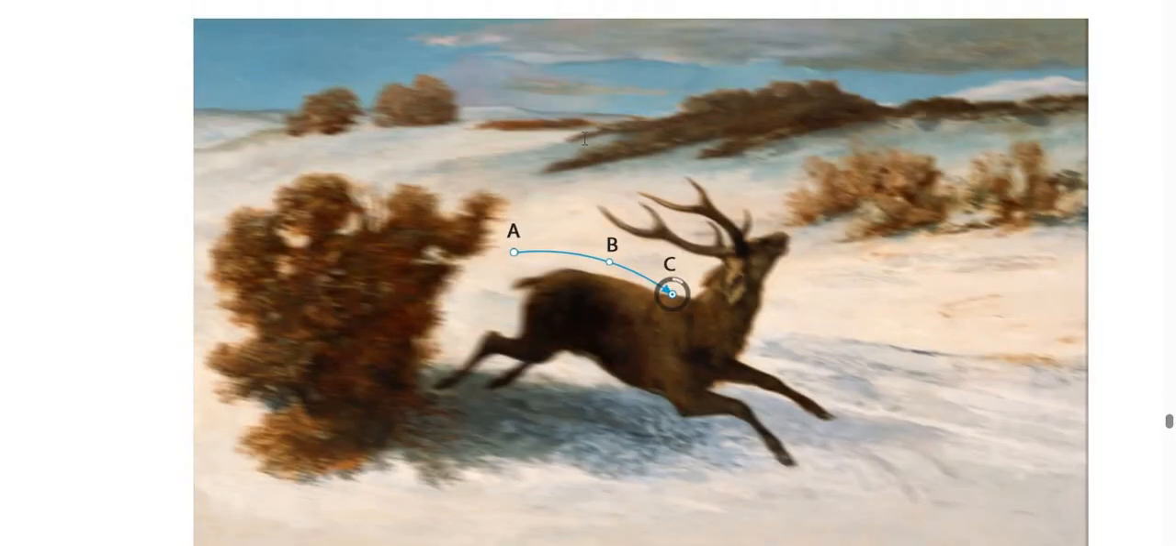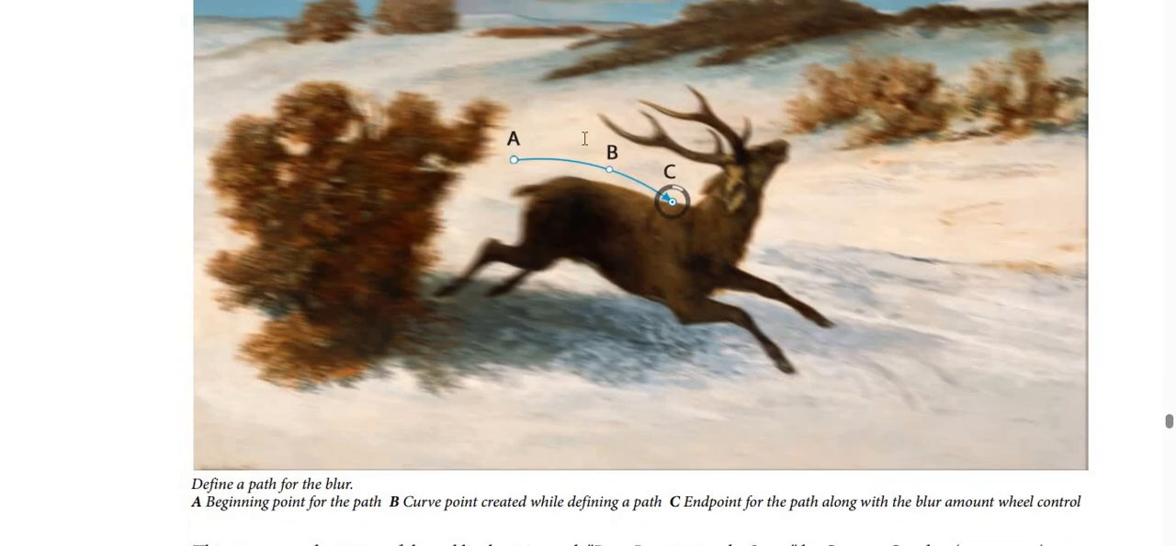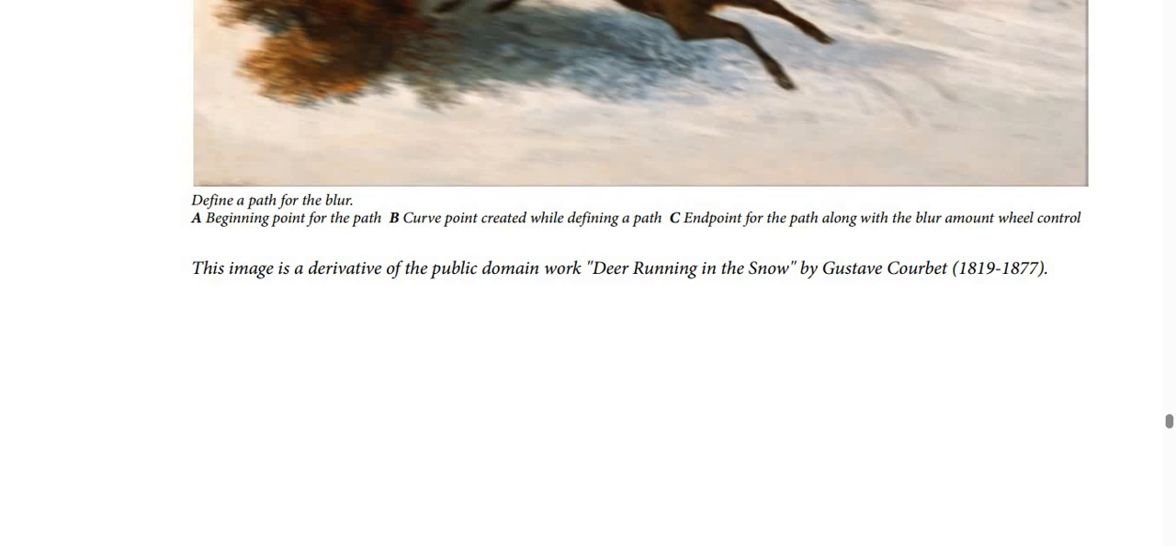Like the next image now. This image now, we have A and B and C in this image. Look at this image carefully. This image explains how to define a path for the blur. A means the beginning point for the path, and B means a curve point created while defining a path. C means the end point for the path along with the blur amount wheel control. And by the way, the image is a derivative of the public domain work Running in the Snow by Gustave Caillebotte.